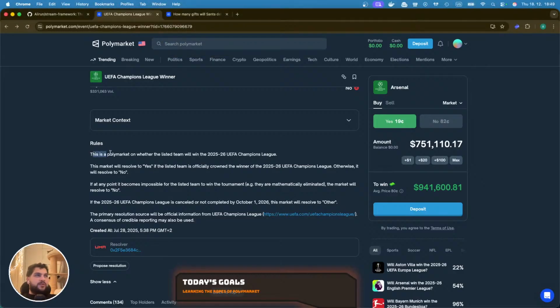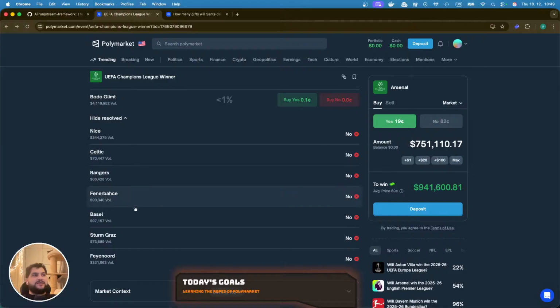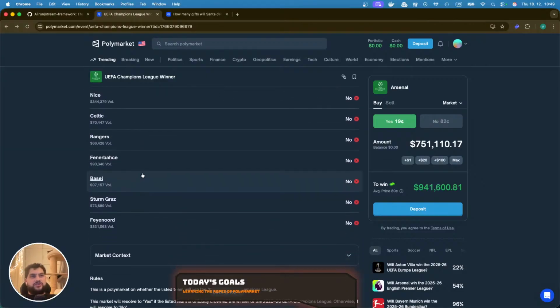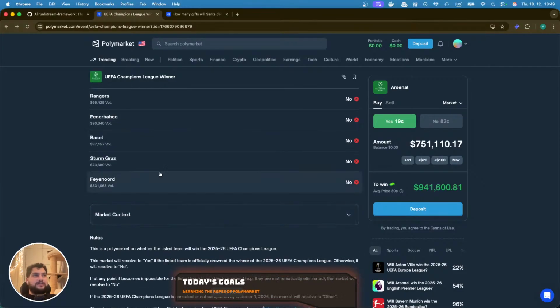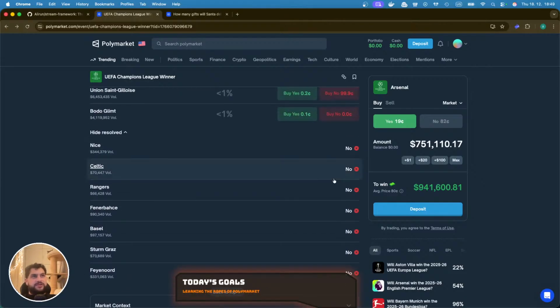So this is a Polymarket on whether the listed team will win the UEFA Champions League. The market will resolve to yes if the listed team is officially crowned the winner of the UEFA Champions League. Otherwise, it will resolve to no. If at any point it becomes impossible for the listed team to win the tournament, they are mathematically eliminated, and the market will resolve to no, which is what happened to these teams. So I guess these teams just cannot get into the finals anymore, and that's why they were already resolved to no. People already earned their money.